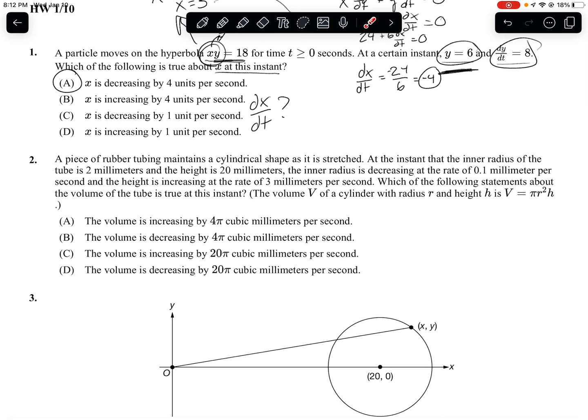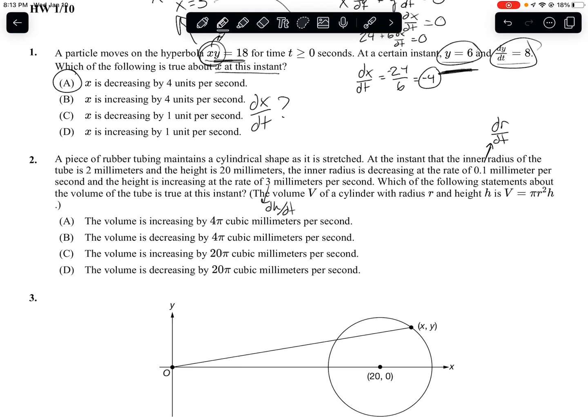So, looking at the next, we are talking about a cylindrical shape, and it's being stretched. We have 2 millimeters for the radius. We have 20 millimeters for the height. The radius is decreasing at the rate of 1 millimeter per second. So this is my dr/dt. And then my height is 3 millimeters per second. That's increasing. So this is dh/dt.